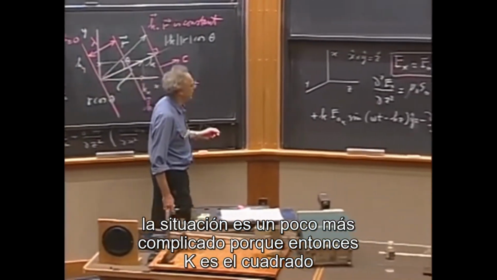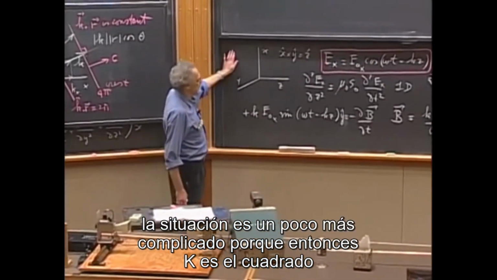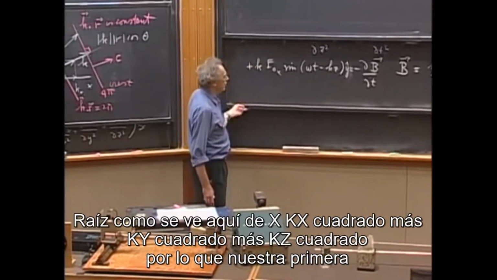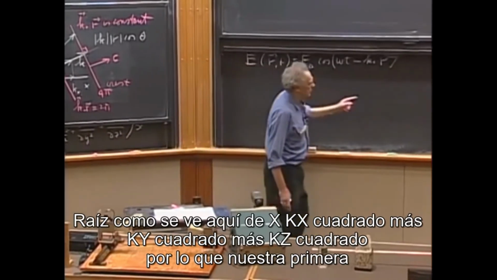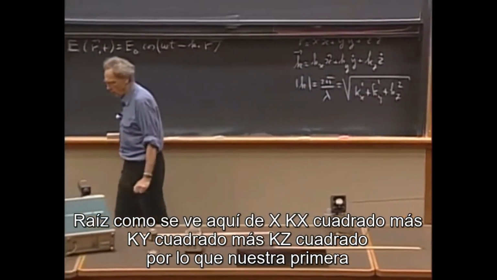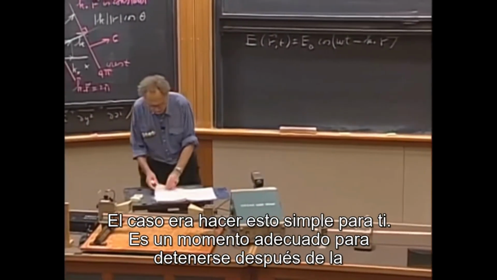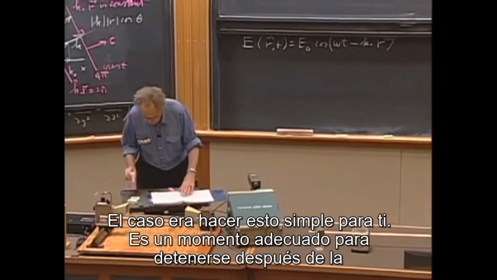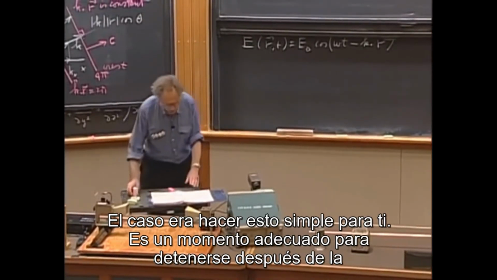But of course, if you have a 3-dimensional case, then the situation is a little bit more complicated, because then k is the square root, as you see here, of kx squared plus ky squared plus kz squared. So our first case was to make it simple for you.